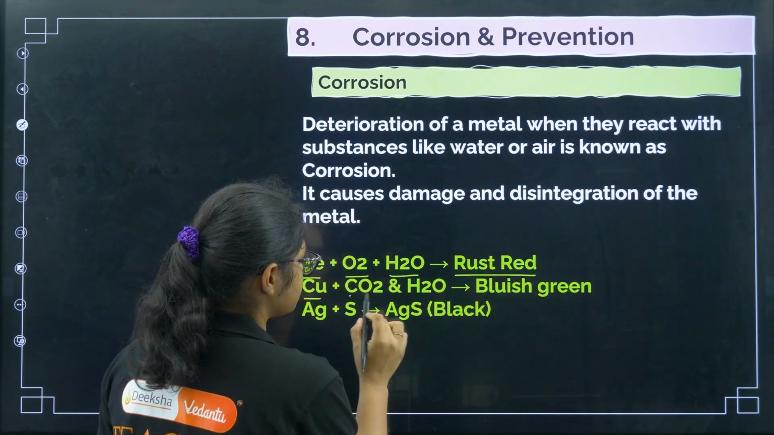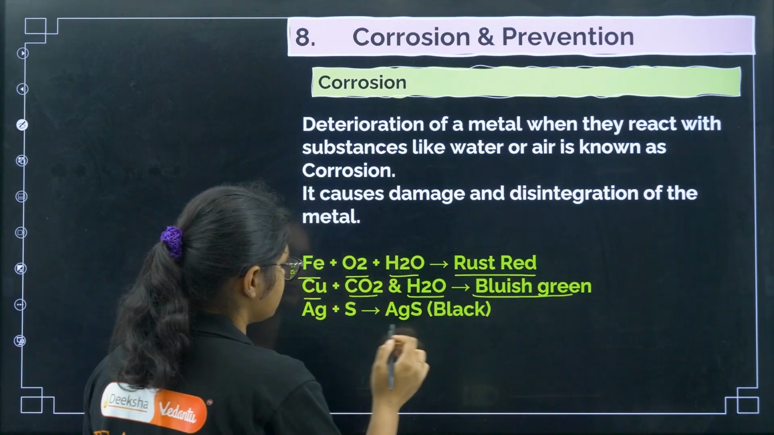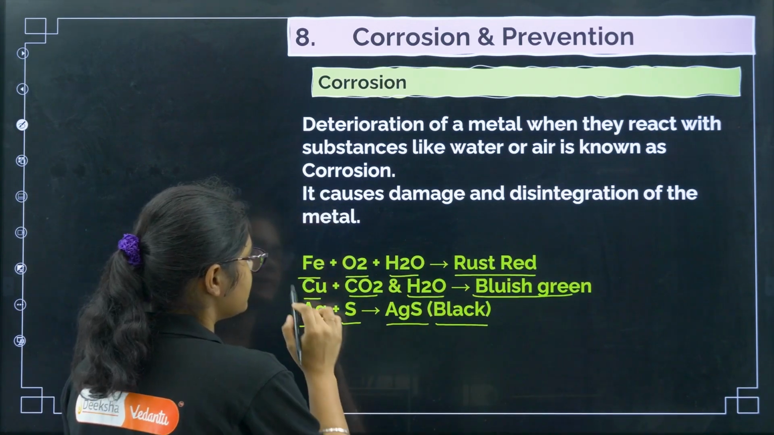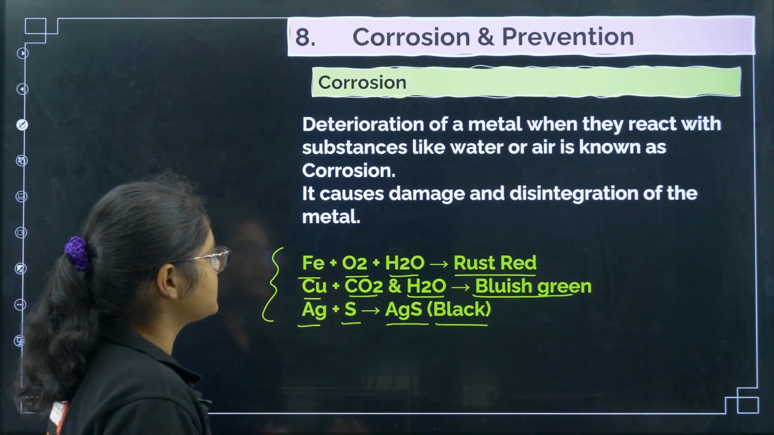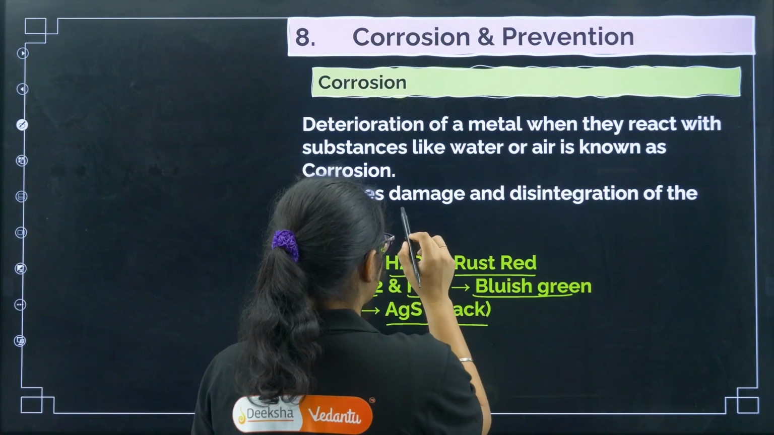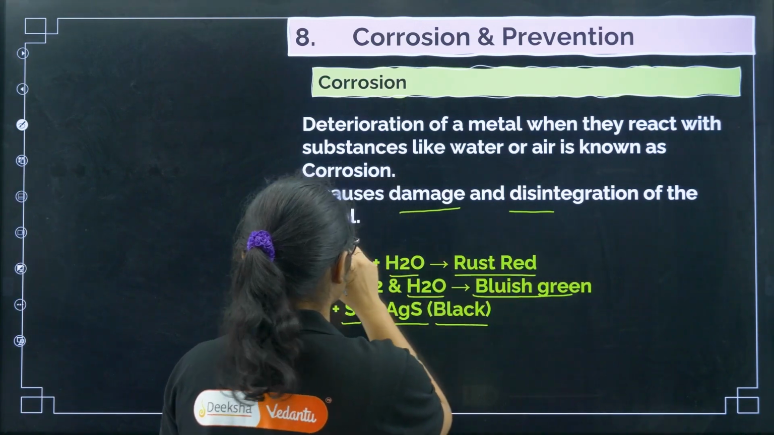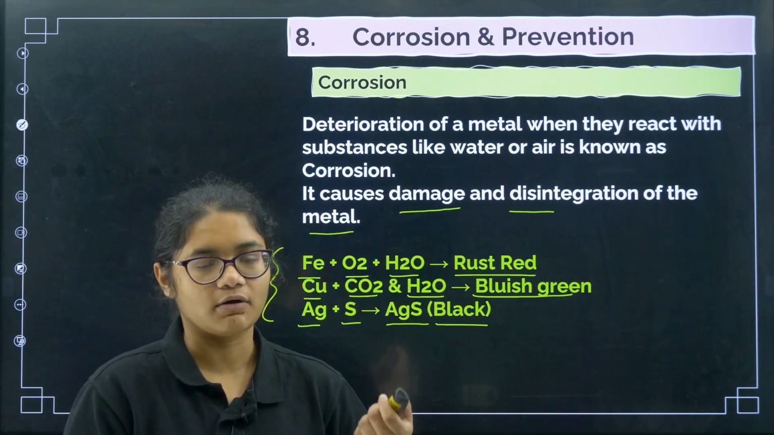When copper reacts with carbon dioxide and water, we get bluish green compounds. Silver and sulfur react, Ag2S, to give you black. These all are your process of corrosion. Okay, so what is corrosion? Why does it happen? Then what is the consequence? It causes damage and disintegration of the metal. So it generally makes a huge loss of the metals.